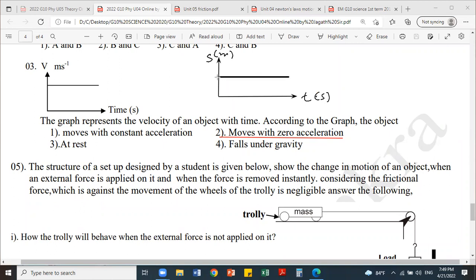If you get a displacement time graph, it is at rest. Please mark this here, at rest. This is what? Velocity constant or uniform velocity. Uniform or constant velocity. And here the acceleration is 0. Acceleration is 0. Is that clear, everyone? Right, then next one.